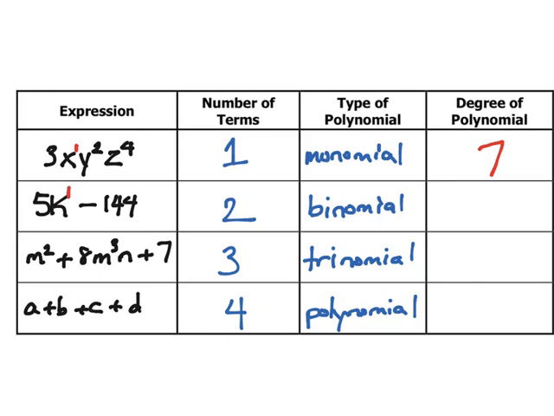This one has a variable with a k to the power of 1. This has no variables, so it's going to be a degree of 0. So if this one is a degree of 1, this one is a degree of 0, whichever number is the higher number describes the degree of the entire polynomial. And so that would be 1.